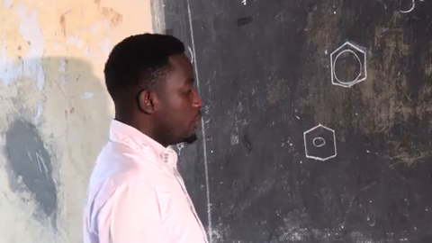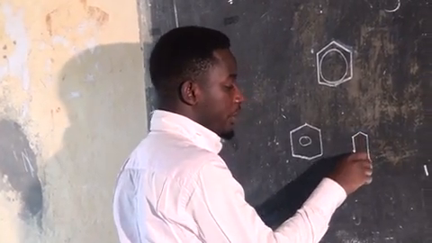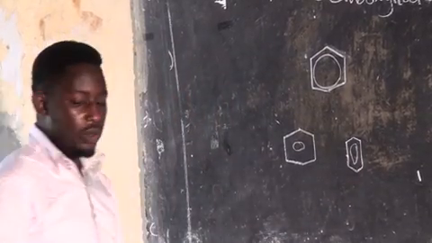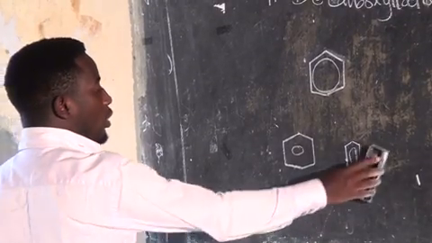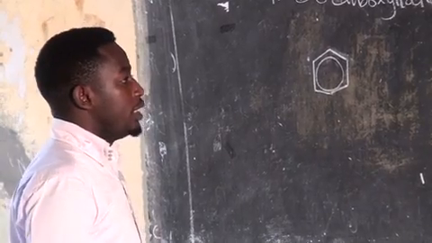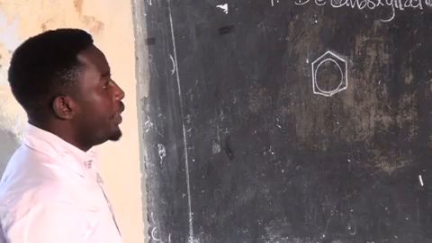Then there are some who draw this. This one would be wrong. Why would it be wrong? Because the bonds are not equal. Whereas the studies show that the bonds in benzene are equal. So I have the benzene ring.